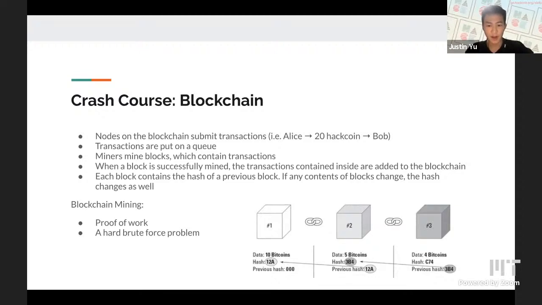In this case, when you're talking about a blockchain for a currency, that data is transactions. Different nodes on the blockchain, a node being just any user who's using the blockchain. If I'm just a random person who wants to put transactions on the blockchain, I'm called a node on this network. I can submit transactions to the blockchain. Say my name is Alice and I want to give Bob 20 HackCoin. I will put that transaction onto the blockchain.